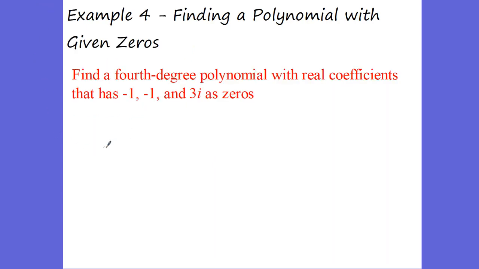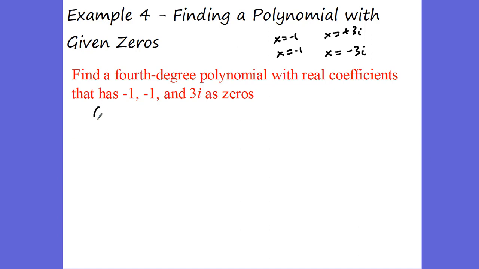Which means if here it says find the 4th degree polynomial with real coefficients where x is equal to negative 1, he's a 0, x is equal to negative 1, he's a 0, x is equal to positive 3i, he's a 0, which means x is equal to negative 3i is a 0 as well, because they come in what we call conjugate pairs.